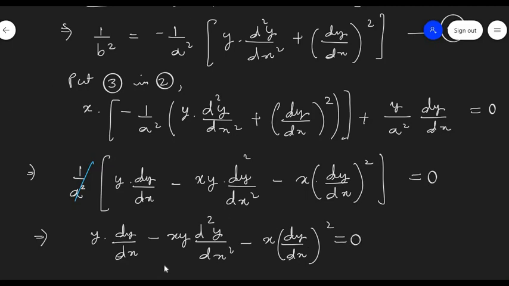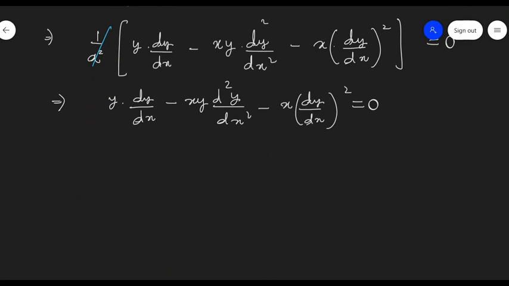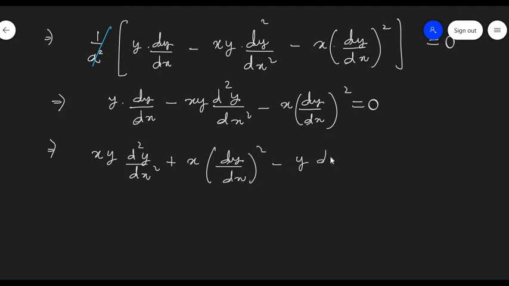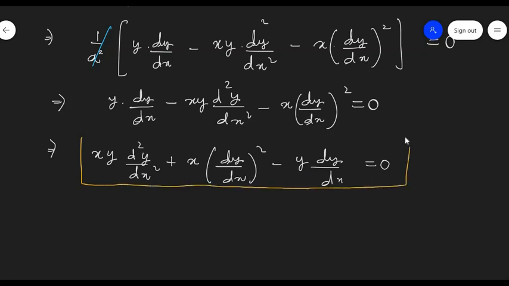You can either stop here or we can go one step further to bring the highest order derivative into positive. So we can write xy d square y upon dx square plus x into dy by dx whole square minus y dy by dx equal to 0. And this is the final differential equation for the family of ellipses having foci on the y-axis.